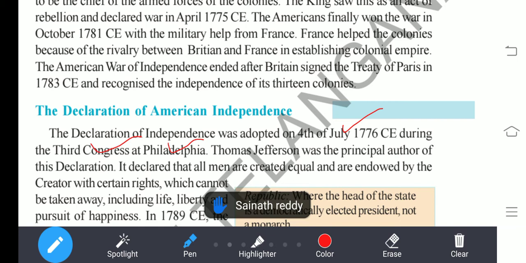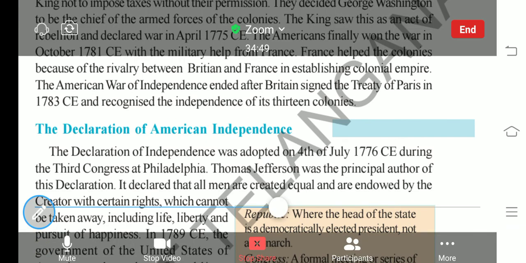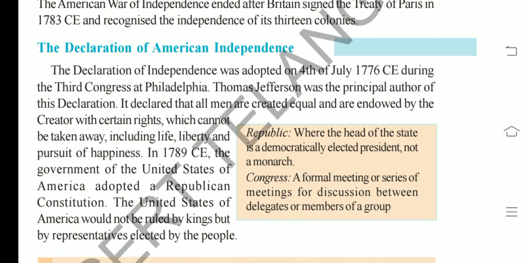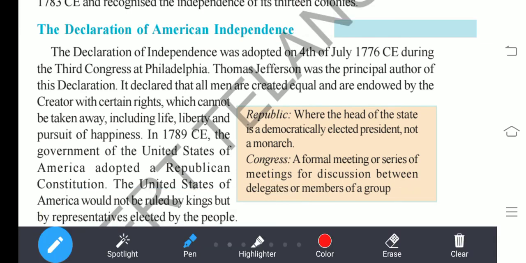There the American people drafted the Declaration of Independence under the leadership of Thomas Jefferson. Thomas Jefferson was the principal author of the Declaration of Independence, that is, drafting the independence document. Understand? So what is written in that document drafted on 4th July 1776 Common Era? Thomas Jefferson stated a principle in that draft declaring the independence of America.